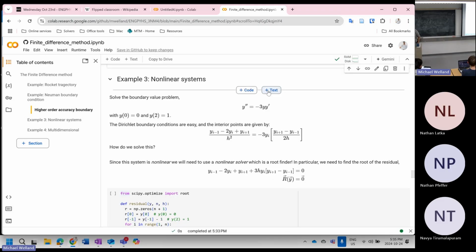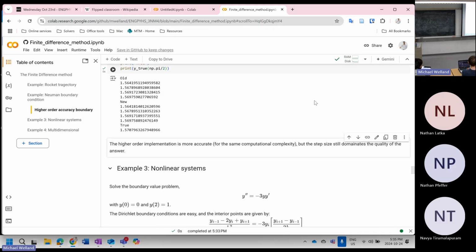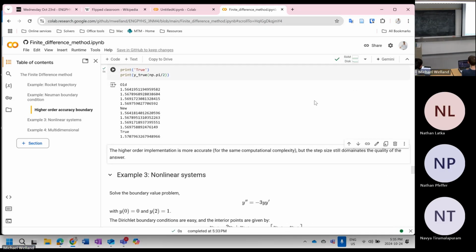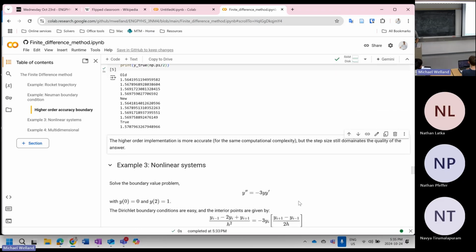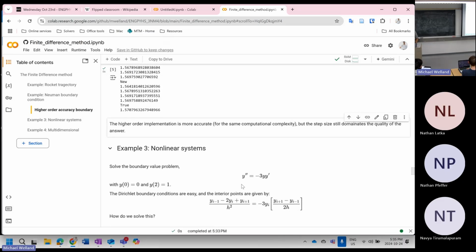Okay, nonlinear systems. I should have said nonlinear differential equations. I guess I just gave that away. Okay. Solve the boundary problem here. Second derivative is equal to minus 3y times the first derivative. So it's extra ugly. We're going to see that finite difference just kind of powers through it.